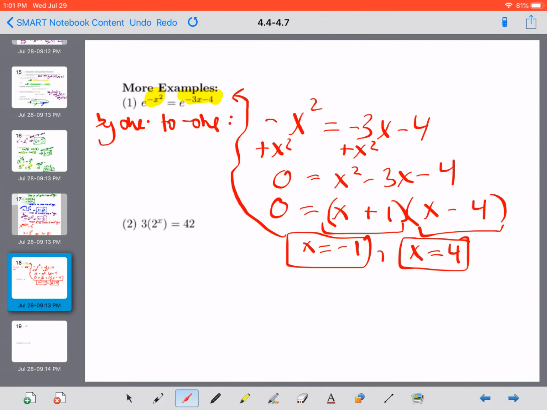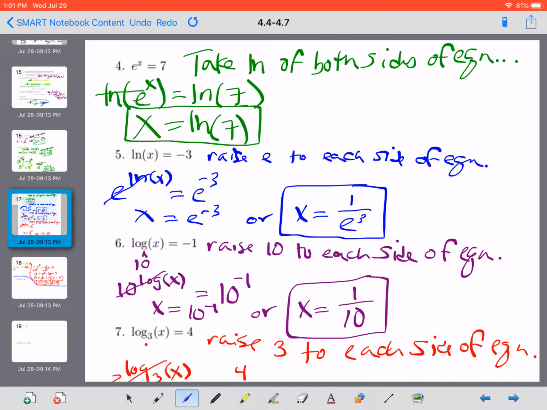All right, let's look at number 2. We've got 3 times 2 to the x power is equal to 42. Now my x is stuck in the exponent, so you should be thinking that this is similar to problem 4 on this last page here, right? We had an x stuck as an exponent. And the way that we solved that is we took the natural log of both sides. In other words, log base e of both sides to get rid of that base and leave me with just the exponent.